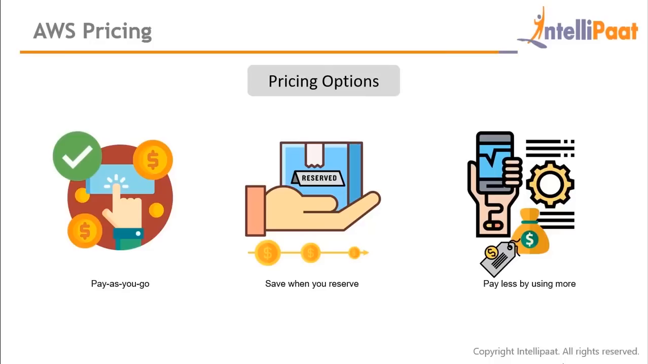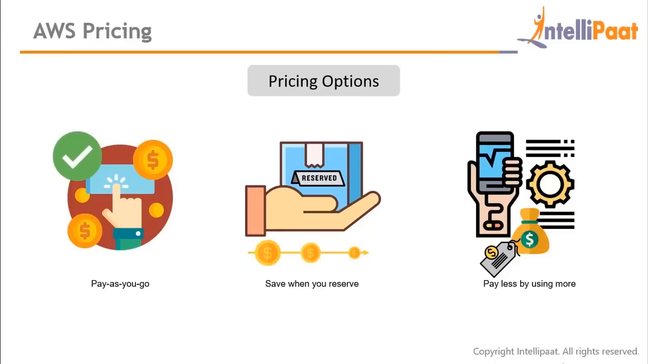The second option is save when you reserve. You could always reserve instances in Amazon Web Services. By reserving instances, you have the ability to launch the number of instances whenever you want until the period for which you have reserved those particular EC2 or any instances. Also, when you reserve a particular number of instances, they are reserved for you so that you would get up to a 75% discount sometimes. And also, you could change the configuration of the reserved instances whenever you want.